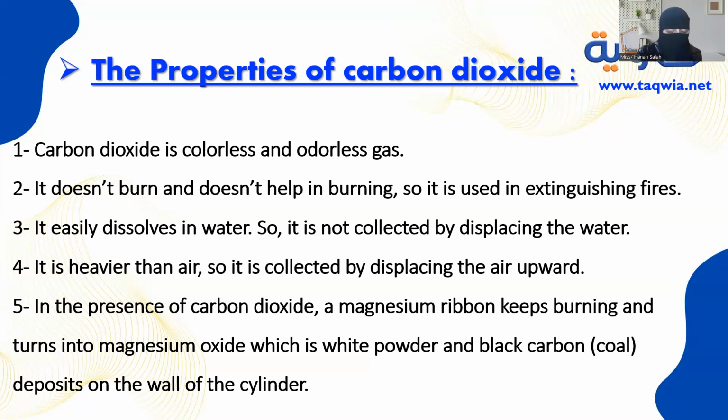It's called carbon, a black substance. So the white powder is called magnesium oxide, and the black carbon that comes on the walls of the cylinder is due to the carbon inside the carbon dioxide gas.